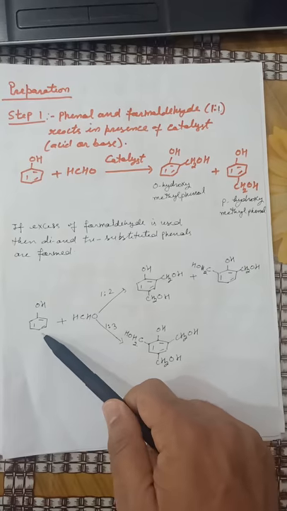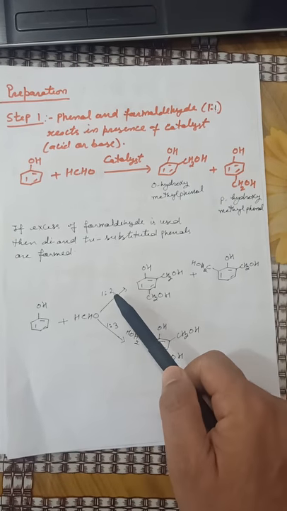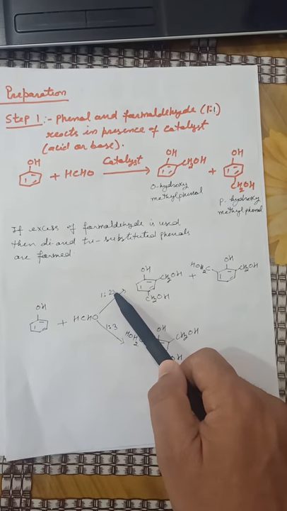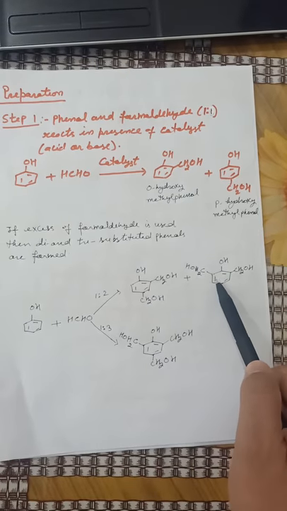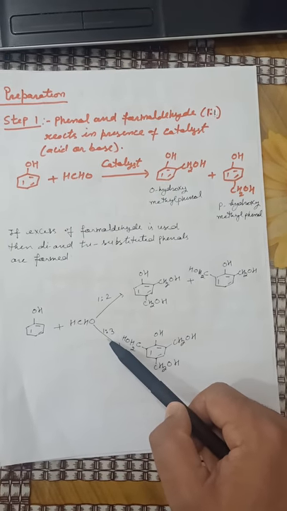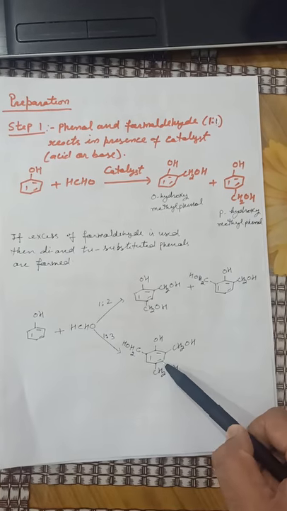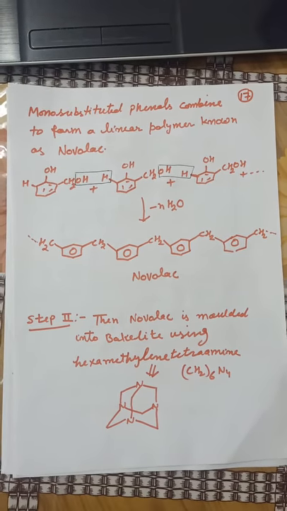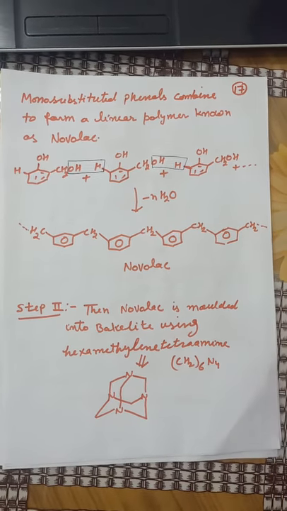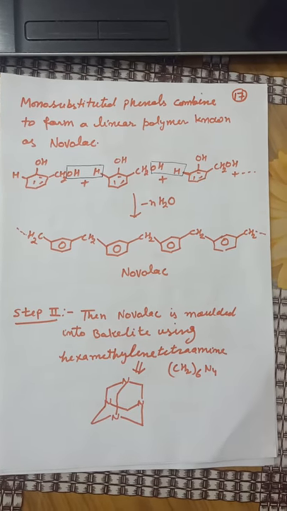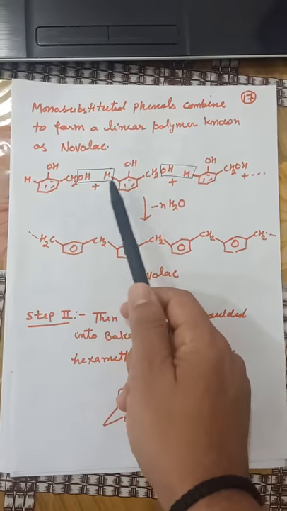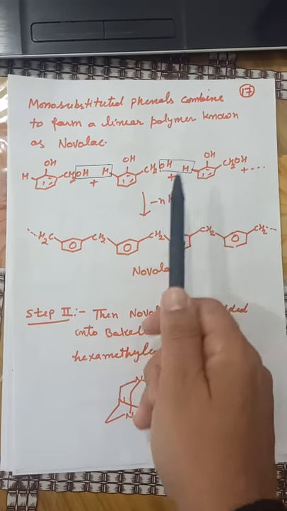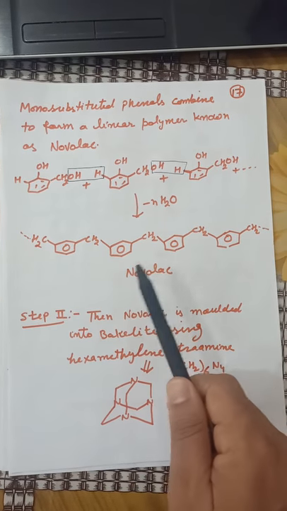You can see here, this is our phenol, this is formaldehyde. If we use 1:2 ratio, that is one mole of phenol and 2 moles of formaldehyde, we obtain disubstituted products. And if we use 1:3 ratio, we obtain a trisubstituted phenol. Now these monosubstituted phenols combine to form a linear polymer which is known as novolac. You can see here several molecules of this monosubstituted phenol combine to form a linear polymer which is called novolac.